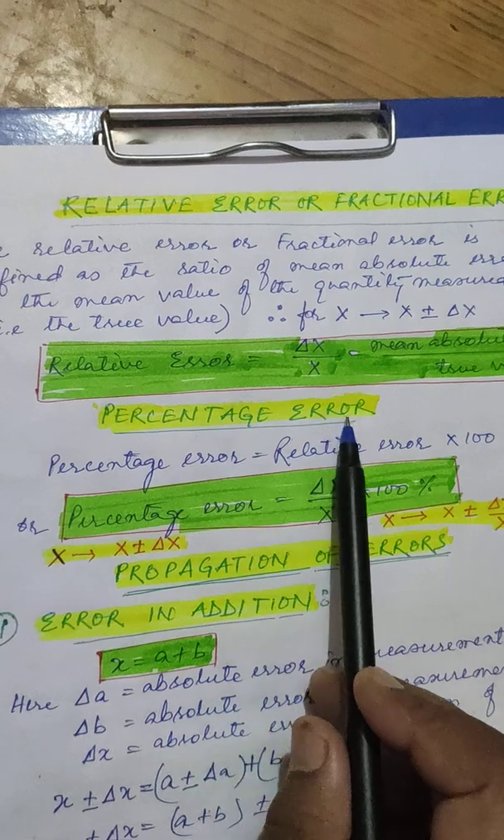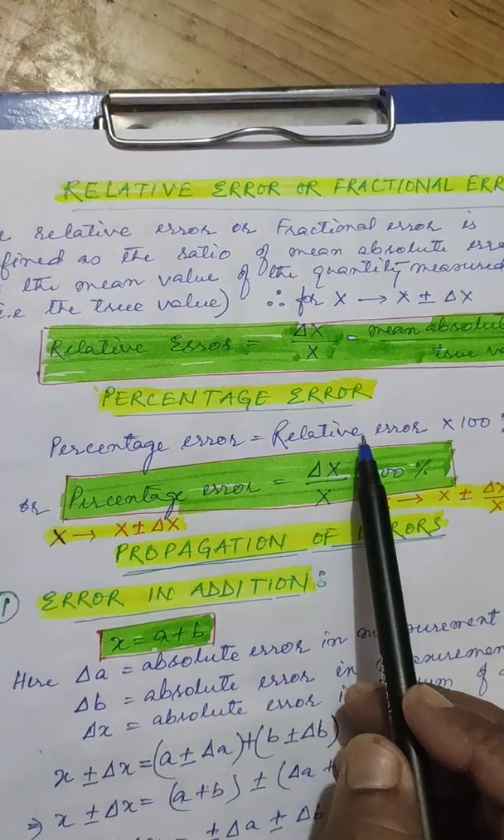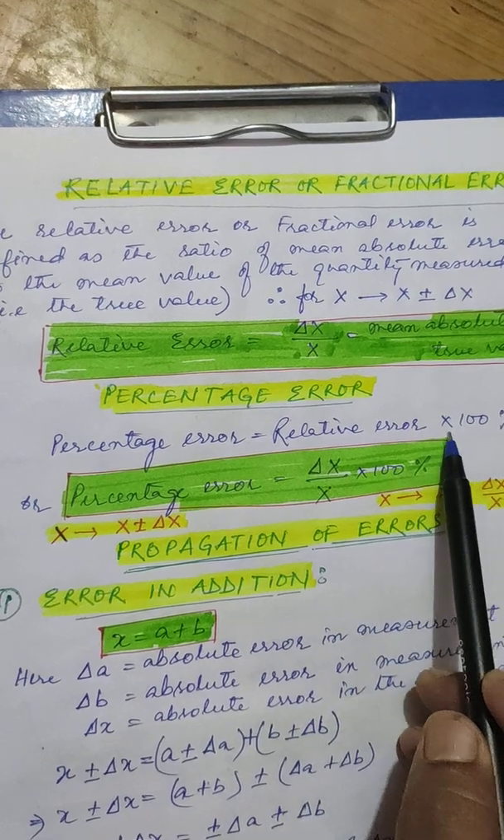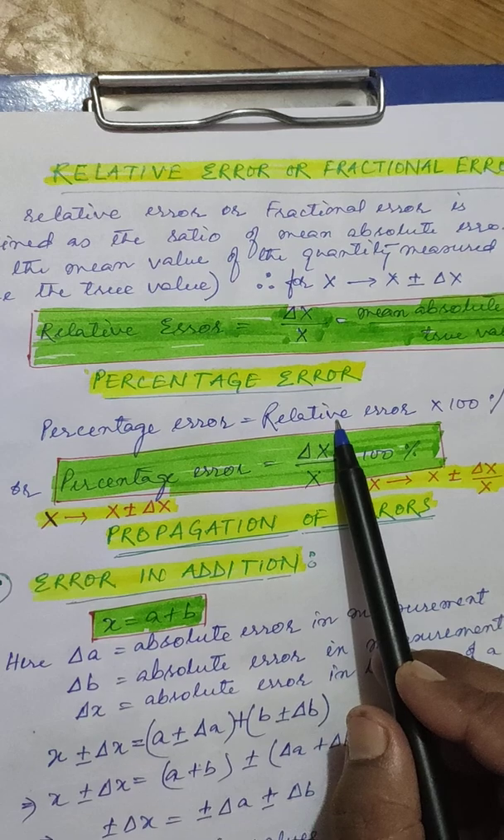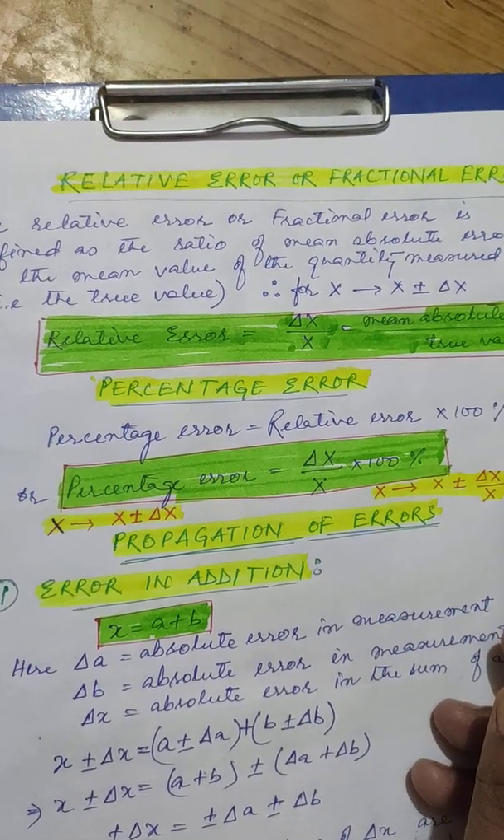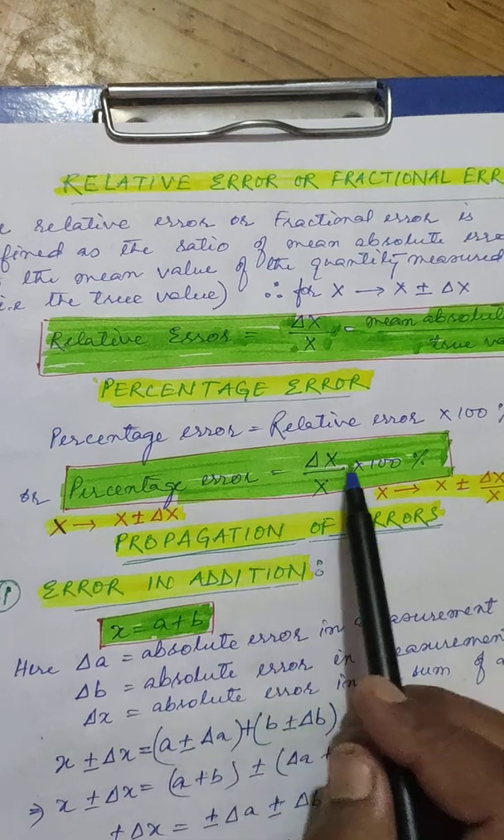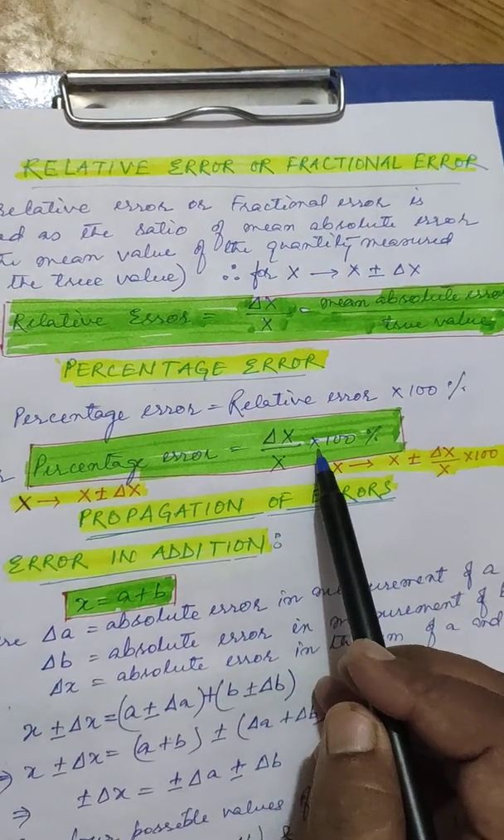Next is percentage error. Percentage error is the relative error, and if we multiply it with 100 we get the percentage error. Okay, that is the fractional error or the relative error multiplied by 100 gives us the percentage error. So the percentage error can be written as delta x upon x, which is the relative error, into 100%.